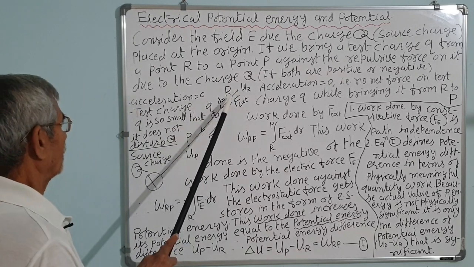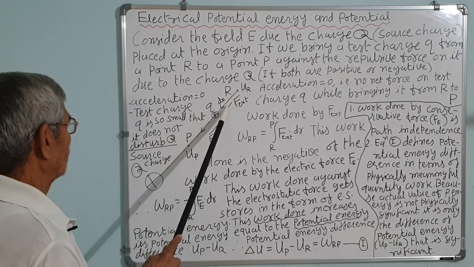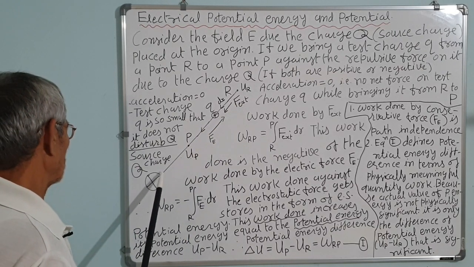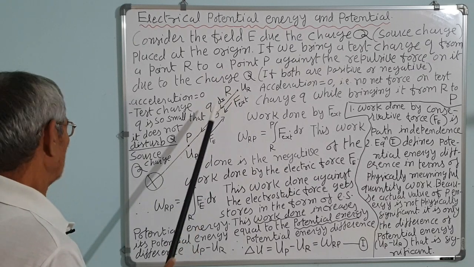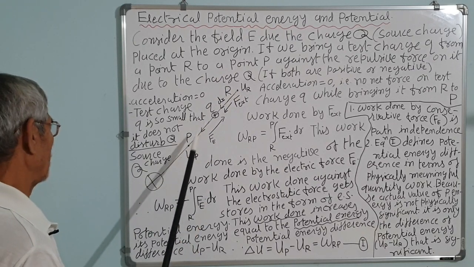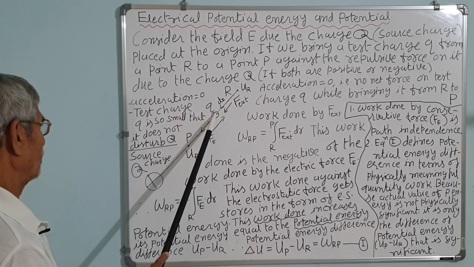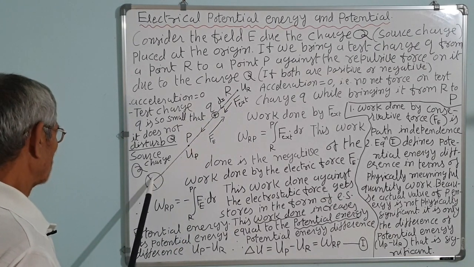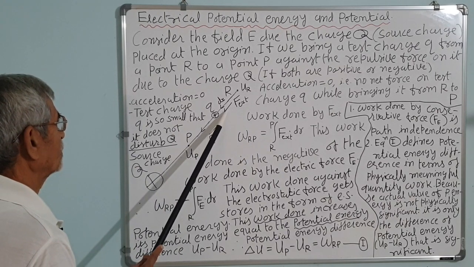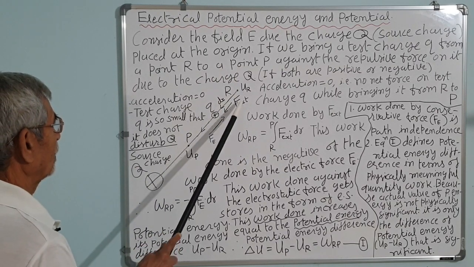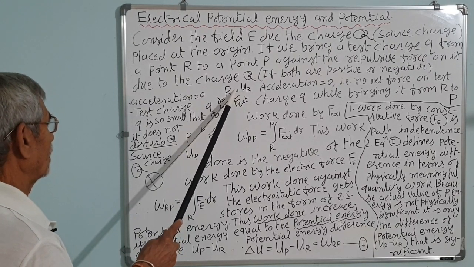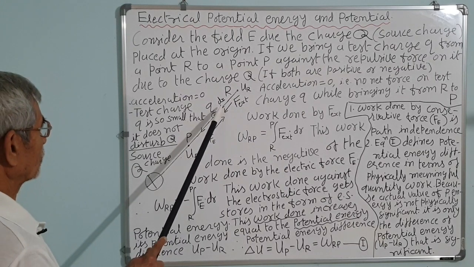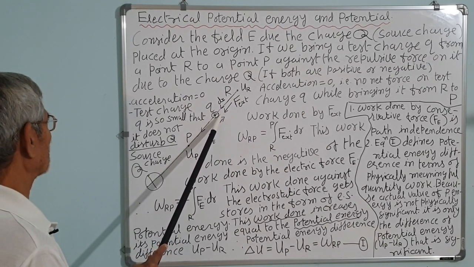Correct? Then here we have to apply the external force F external against the electric force Fe. Electric force is from P to R due to the source charge Q. It has an electric field and it will exert a force on any charge brought in that field. So that force is Fe due to the source charge Q, and it is from P to R. External force we will have to apply in the opposite direction to bring it from R to P. With a constant force, there is no net force, there is no acceleration.